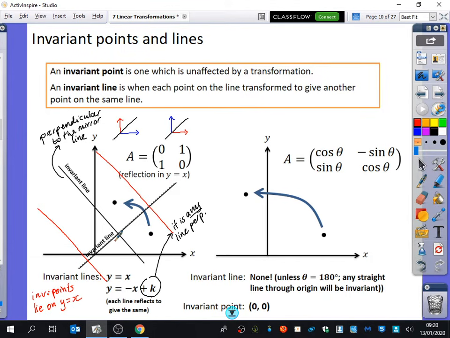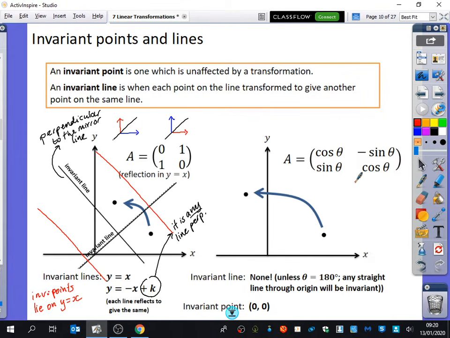This second one that we've got here, we recognize this matrix. I remember some people were like, oh, I need to memorize that one. I actually checked. This one is in the formula book, if in a moment of panic you can't remember what the rotation matrix is. And there are no invariant lines here.